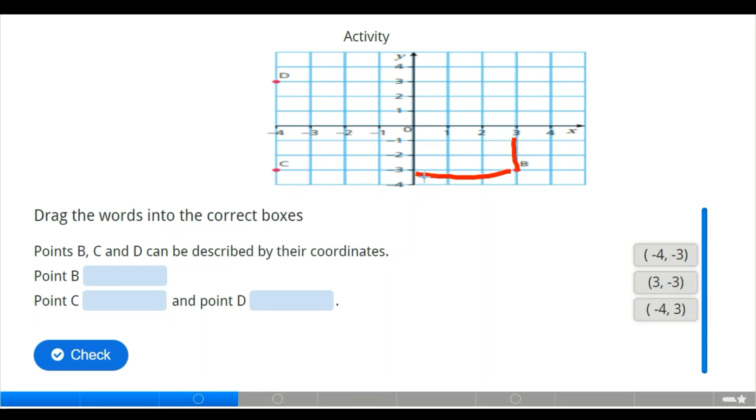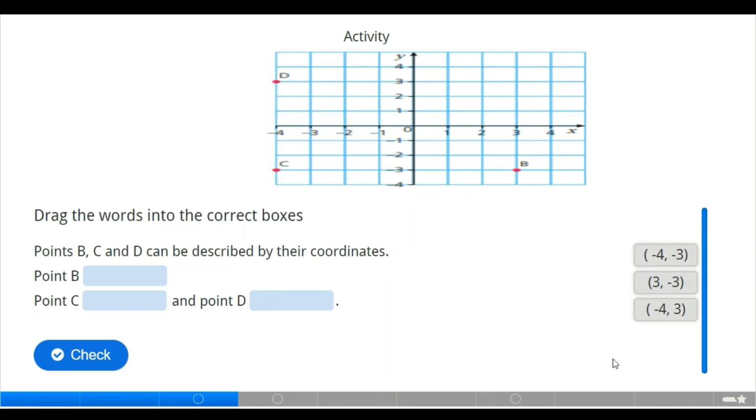So we have x as 3, y as what? -3. Now for point C, it is -4 on what? On the x-axis. And it's -3 on what? On the y-axis, right? So we have it to be -3 on the y-axis and -4 on the x-axis. Now let's look at point D. It's -4 on the x-axis, and we have it to be 3 on the what? On the y-axis.